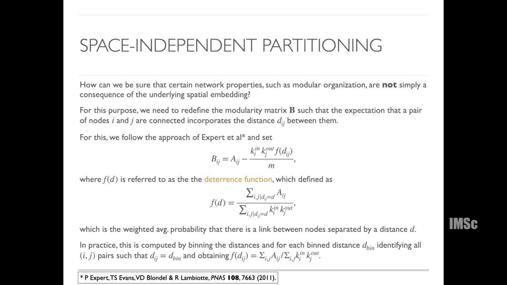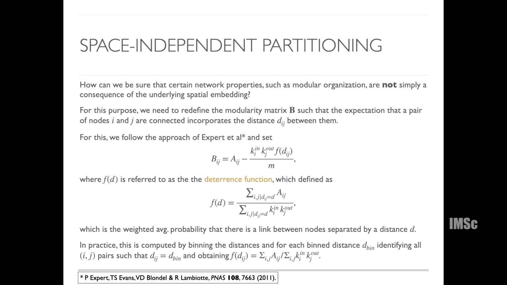For this purpose, in order to find the modules, we define a modularity matrix, right? That's what we talked about. But this needs to now be redefined such that the expectation that a pair of nodes are connected is going to incorporate, in some sense, how far apart the nodes are. For that, we use the approach outlined in this paper over here. Very briefly, all we do is add an extra function in this definition of the modularity matrix, which is what's called the deterrence function. The deterrence function, if i and j are separated by a given distance d, just gives you the weighted average probability that there is some link between nodes separated by this distance.